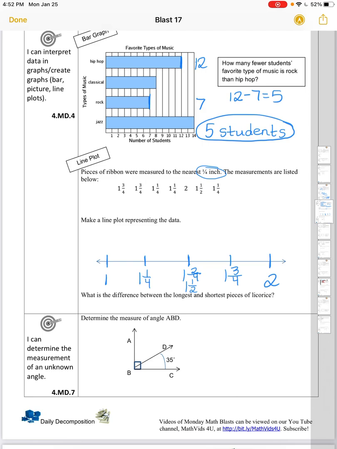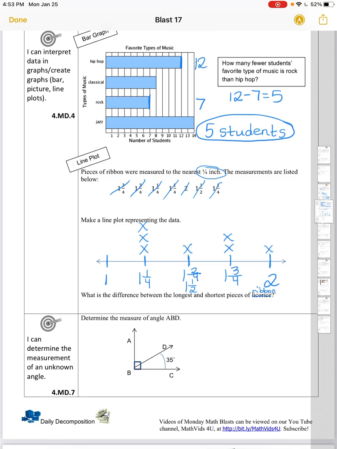All right, now all I need to do is put an X above the number on my line plot each time it appears. So 1 and 3/4, 1 and 3/4, 1 and 1/4, 1 and 1/4, 2, 1 and 1/2, and 1 and 1/4. I like to cross them off in the data set there just so I'm keeping track of what I've plotted already. What is the difference between the longest and shortest pieces of licorice? Or in this case, we really should say ribbon.